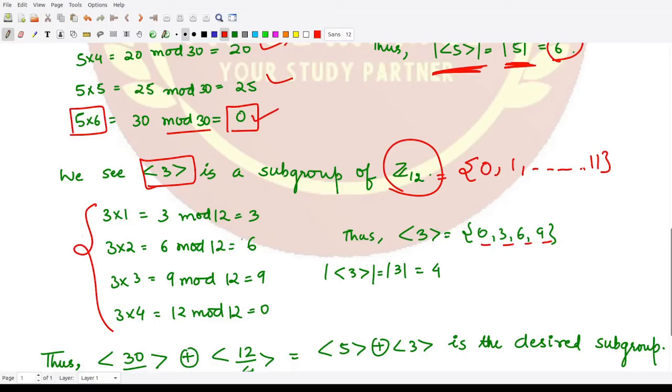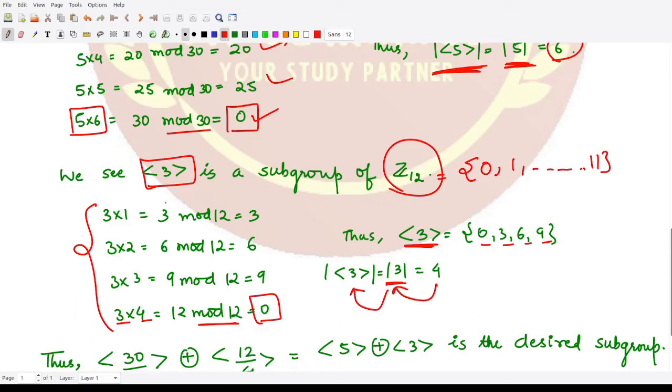Here you see the generator 3 has order 4. Why? Because when you multiply 3 by 4 and take it under mod 12, you have 0, which is the identity of the group. So its order is 4, and moreover the order of the generator is equal to the order of the group generated by the single element. Therefore its order is 4.